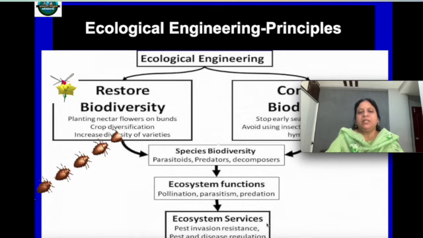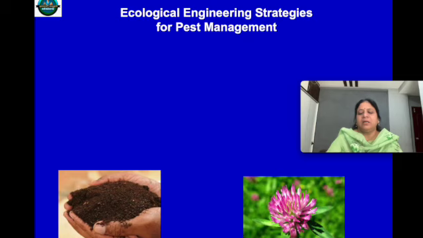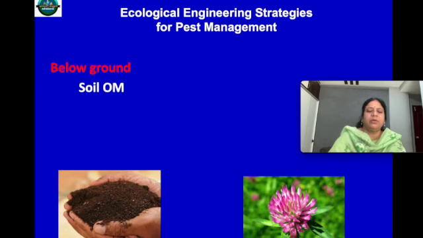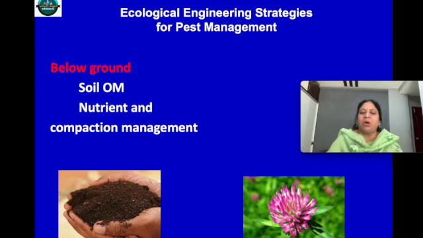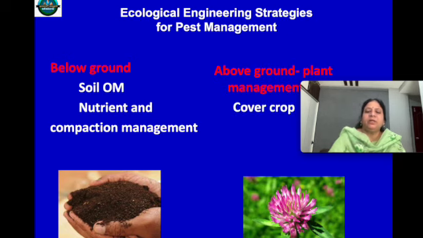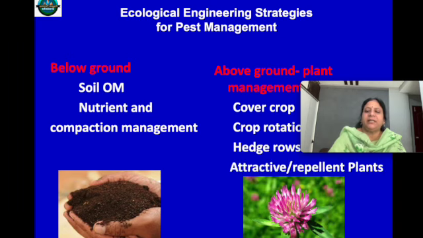Let us see ecological engineering principles for the species biodiversity, ecosystem functions, ecosystem services. Ecological engineering strategies include below ground and above ground. Below ground strategies are soil organic matter, nutrient and compaction management. When it comes to the above ground, cover crops, crop rotations, hedgerows, attractive and repellent plants, these are all the above ground principles.